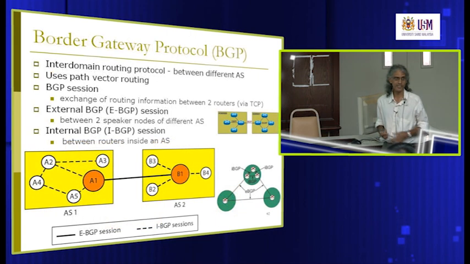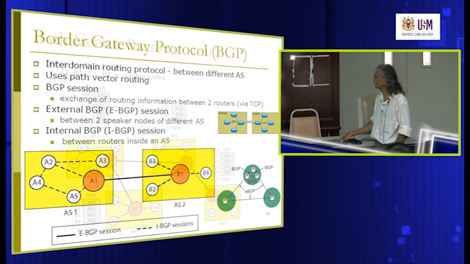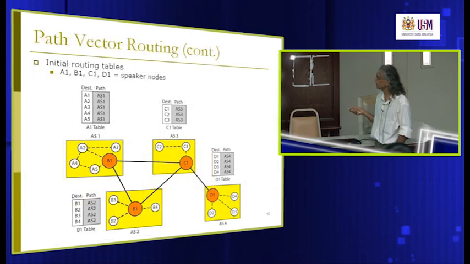Right? So the protocol for this is BGP, Border Gateway Protocol. So BGP is the inter-domain routing protocol between the AS, using path vector routing. So the BGP session is normally when the speaker nodes exchange routing information. So when A1 and C1 exchange information, they use a BGP session, right? A special protocol to do that.